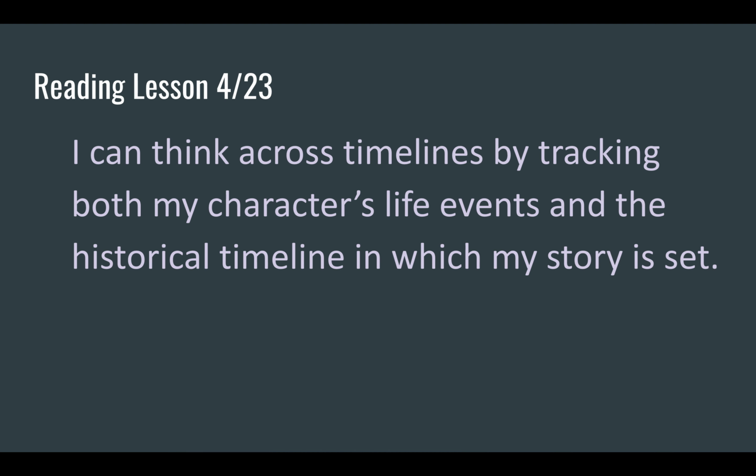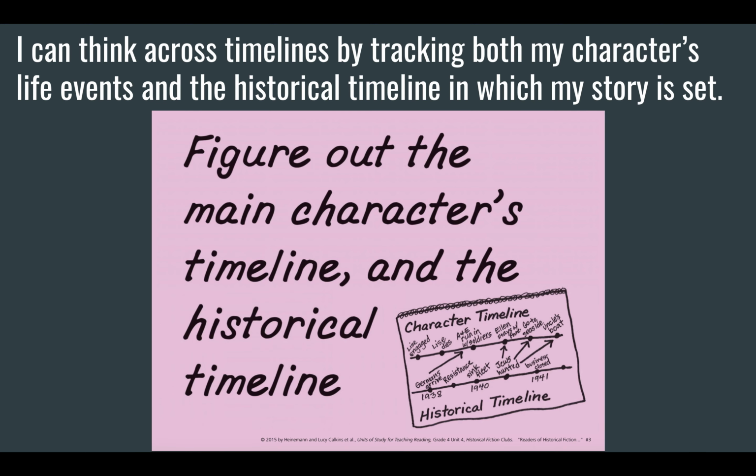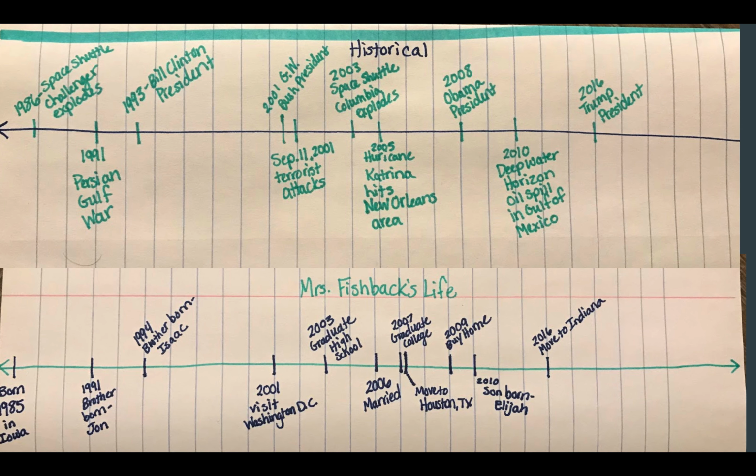Readers, we are going to continue our work in historical fiction and understanding the characters in a deeper way by following this objective. I can think across timelines by tracking both my characters' life events and the historical timeline in which my story is set. So, today we're really going to be thinking about what the character timeline is and what was happening in history during that time. So we're going to be taking a look at some timelines and doing comparing.